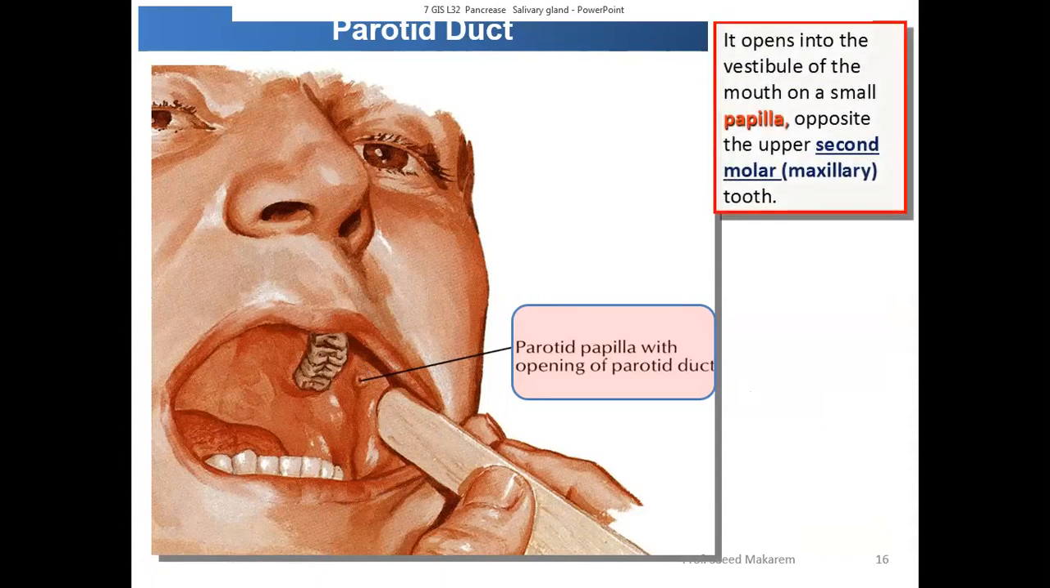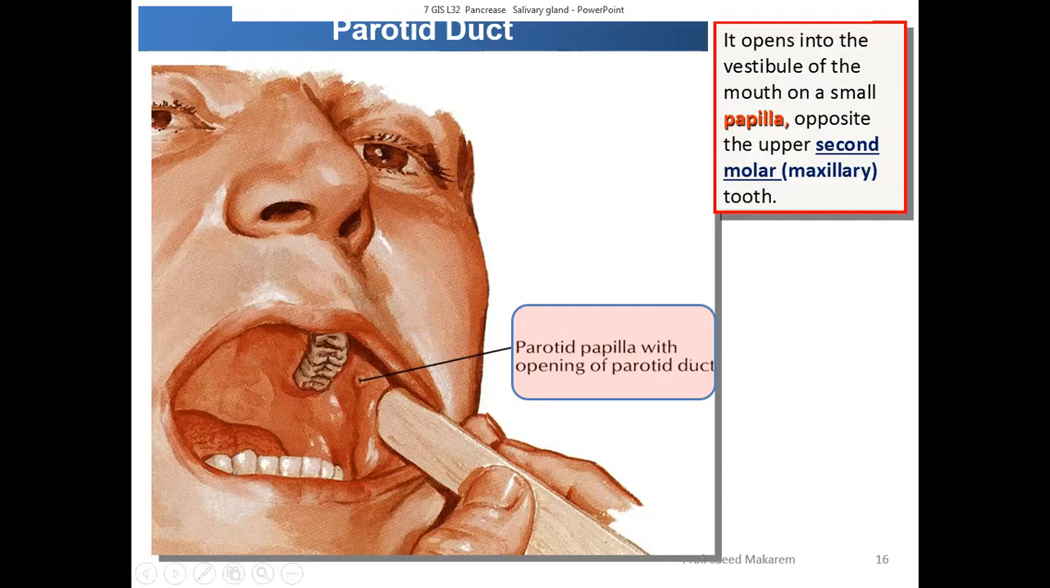So where is it present? It opens into the vestibule of the mouth. What is the vestibule? Between the teeth and the gums. This space is called a vestibule, between the teeth and gums and laterally the cheek. In between is this small space called the vestibule. This is called the oral cavity proper and this is called the vestibule.